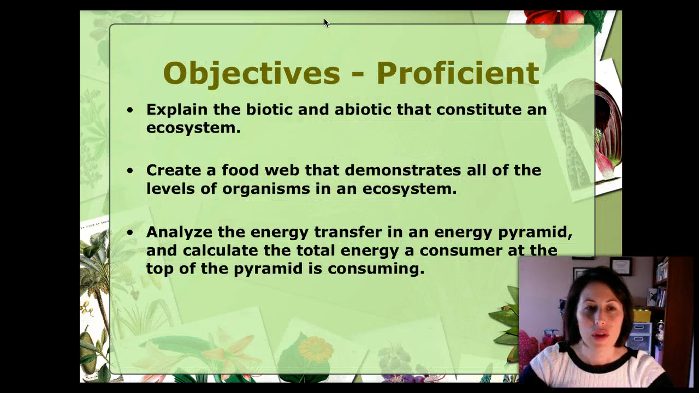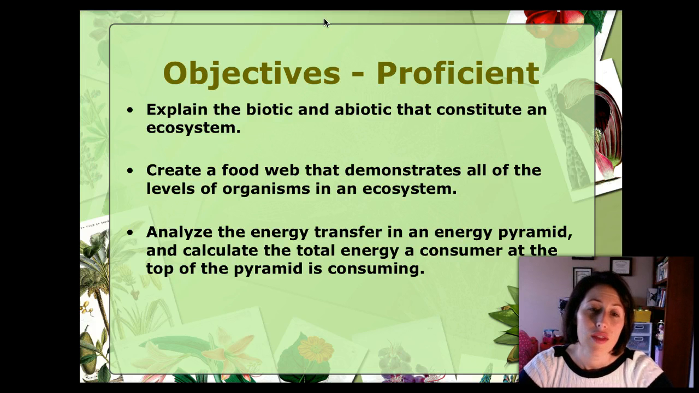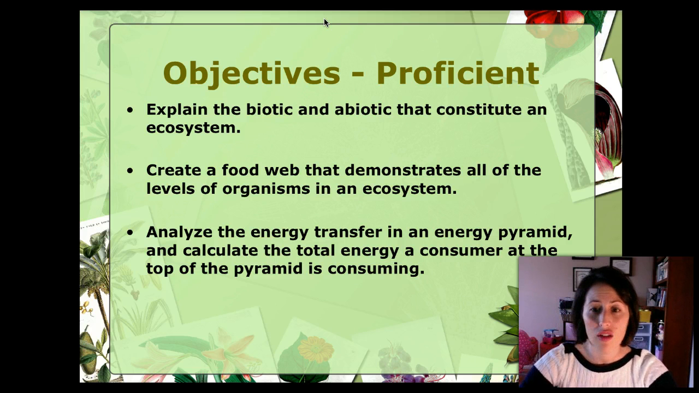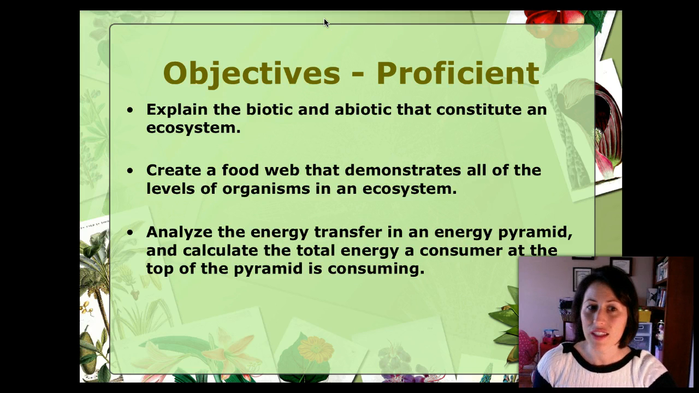Just a reminder, we go over our objectives. So this unit, we are going to be explaining biotic and abiotic factors that constitute an ecosystem. We are also going to look at food webs and how that demonstrates all the levels of organization within an ecosystem. So we're looking at all of the different types of interactions within that ecosystem. And then we're going to analyze the energy transfer in an energy pyramid and determine the total amount of energy that consumers at the top of the pyramid might be consuming. So that's a lot to do today.